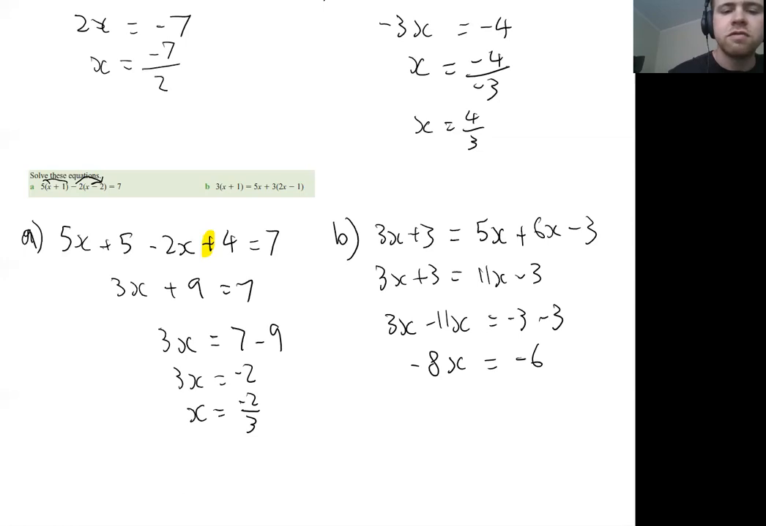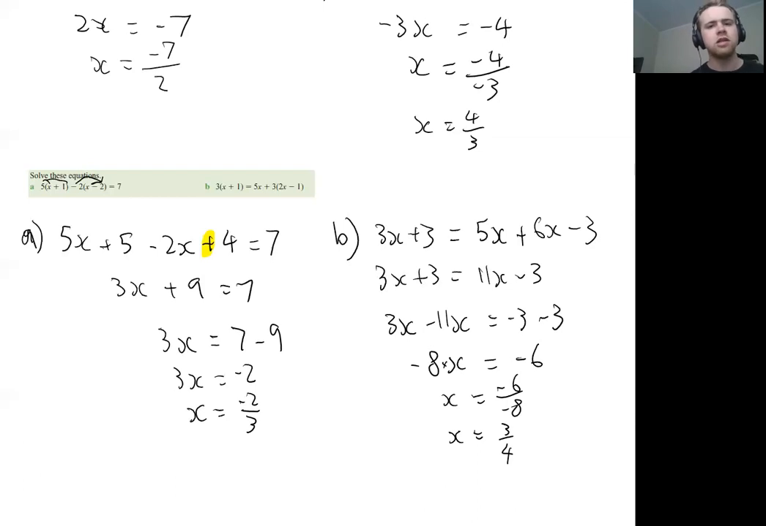And then we need to divide by minus 8. Remember, there's a hidden multiply sign here. So we divide by minus 8. x equals minus 6 on minus 8. We can simplify that. x equals positive 3 on positive 4. And we have our answer here.